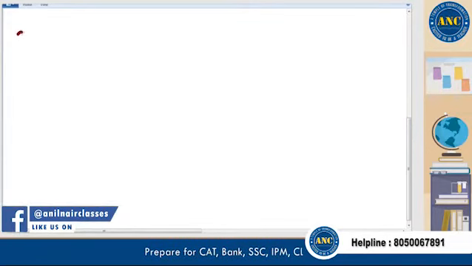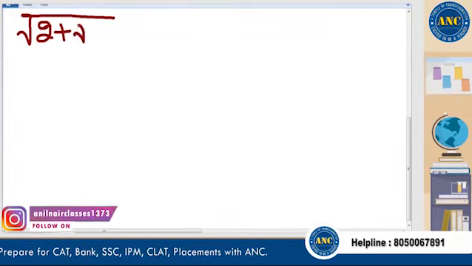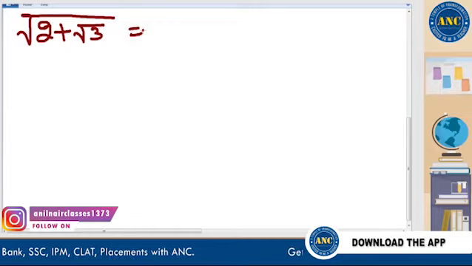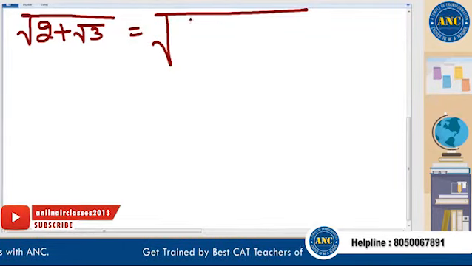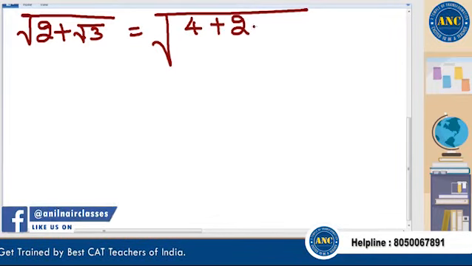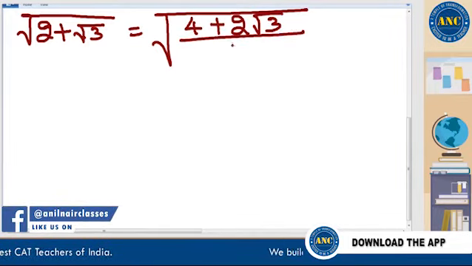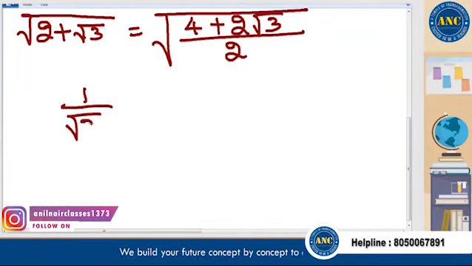Another question. Root of 2 plus root 3. Can I say this 2 I will multiply with 2. It becomes 4. Here I don't have 2, it is 2 root 3. And then divided by 2 also. That 1 by root 2 I will take outside.